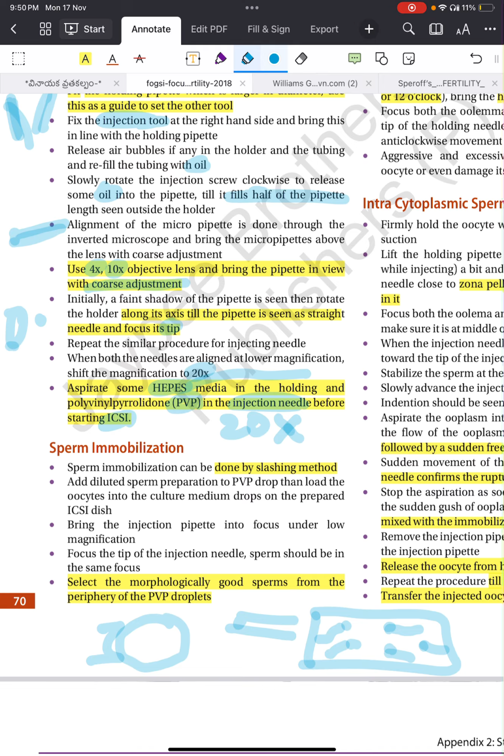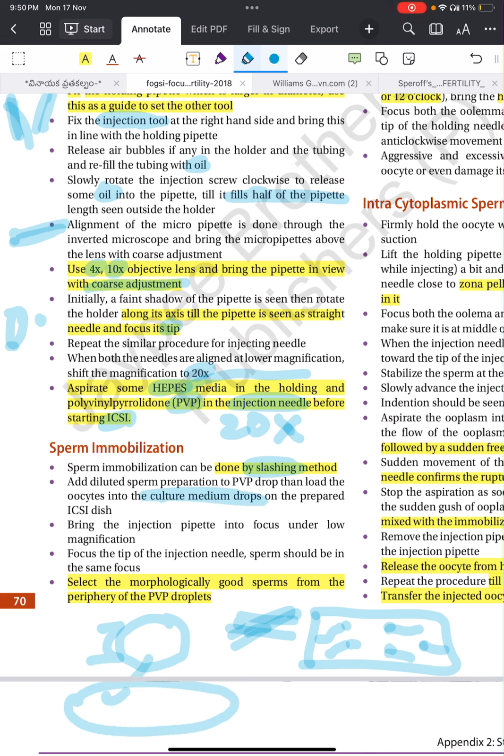So sperm immobilization is done by slashing method. Slashing means they just beat at the mid piece. Add the diluted sperm preparation to the PVP drop, then load the oocyte into culture medium drops on the prepared ICSI dish. So we'll take an ICSI dish.